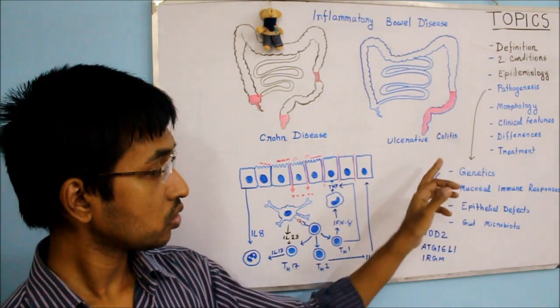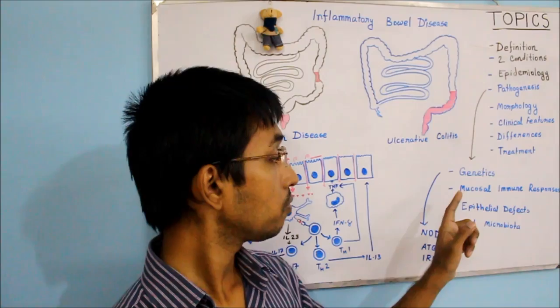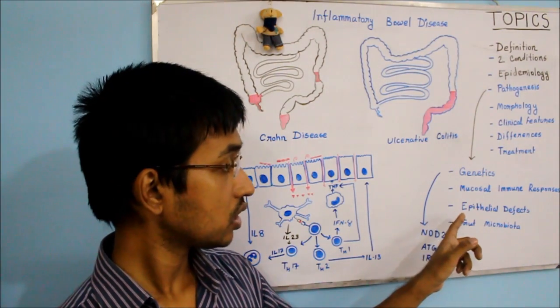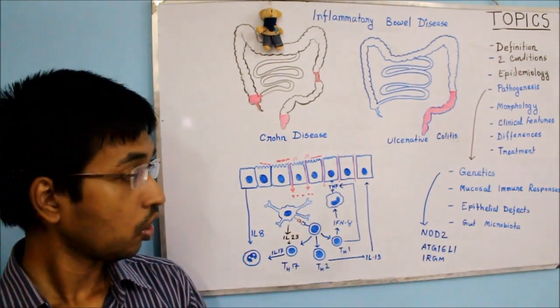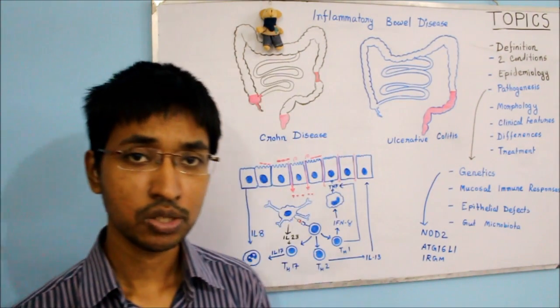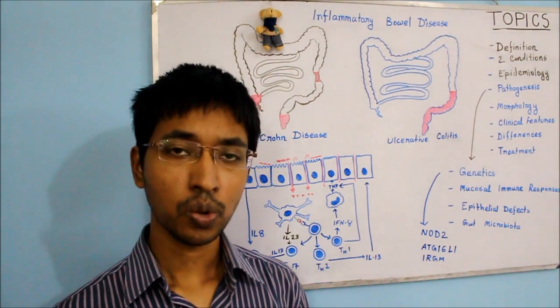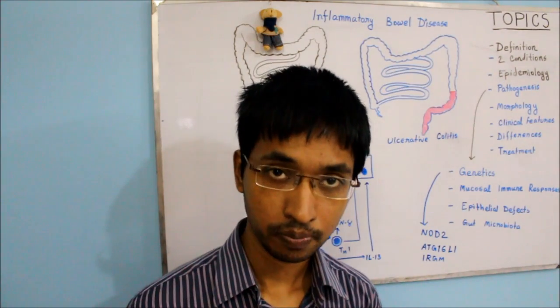And I have also written those factors here, so they will include genetic factor, mucosal immune responses, intestinal epithelial defect, and gut microorganism. All these factors will contribute in the pathogenesis of inflammatory bowel disease. And now let's talk about these factors one by one. So the first factor was genetic factor.